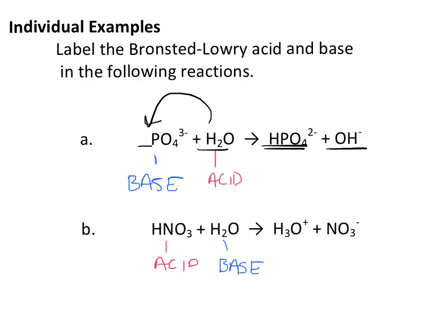In the second example, HNO3 is the acid. It loses, which we can see over here. It loses its hydrogen, or donated it, so it's the acid. And H2O, it becomes H3O, so it must have gained the hydrogen ion, which is characteristic of a base. And it gained it from HNO3.